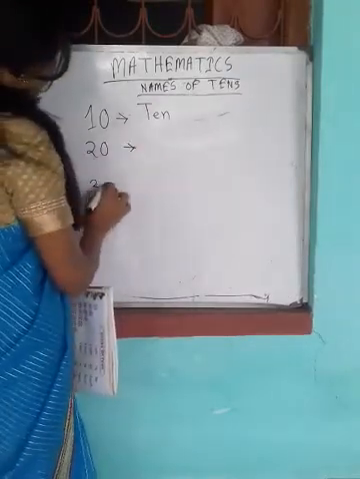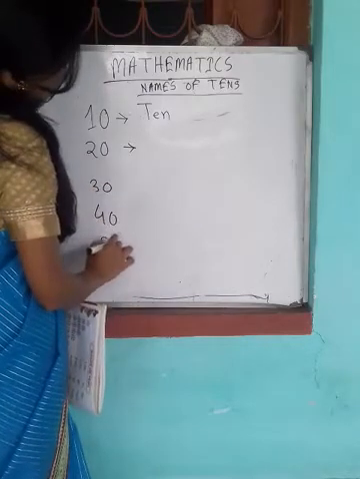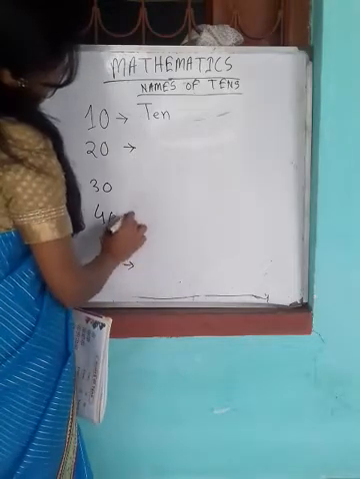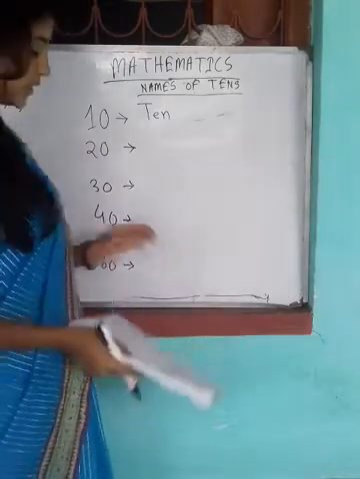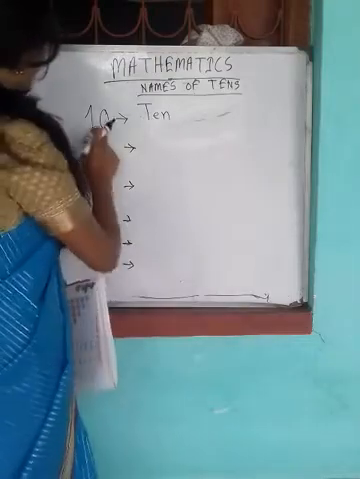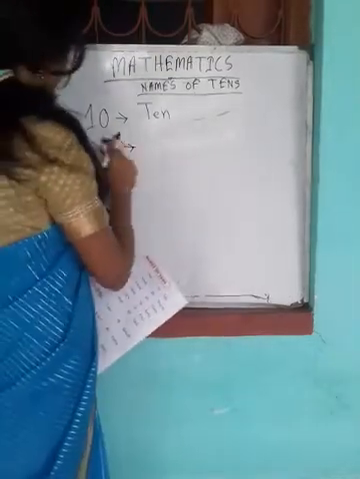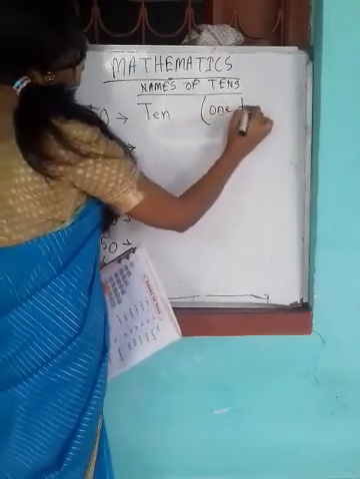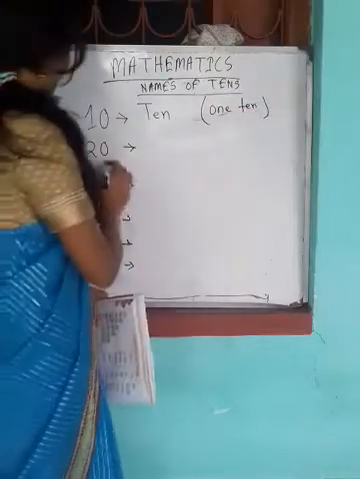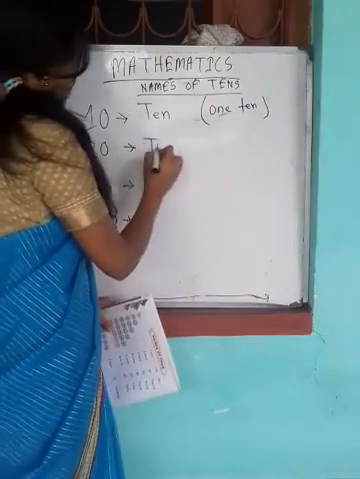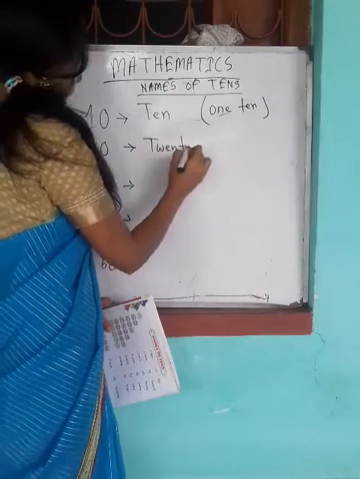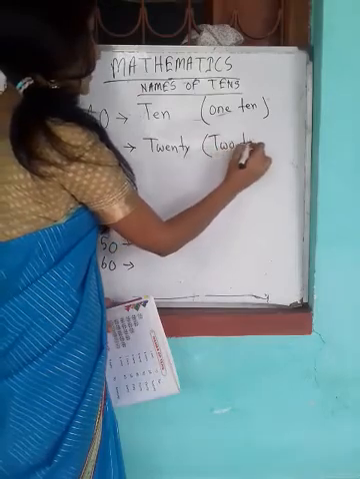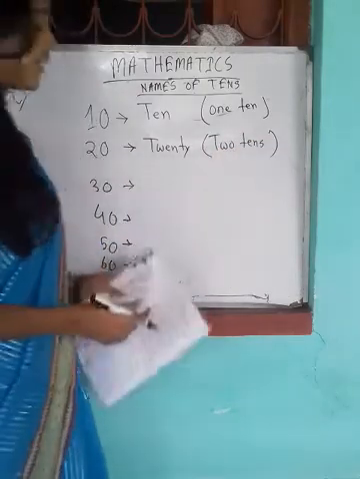10, 20. These are the names of tens. You have to write 10. That means it has 1 ten. Okay. For 20, we will write here 20. It has 2 tens. How many tens does it have?